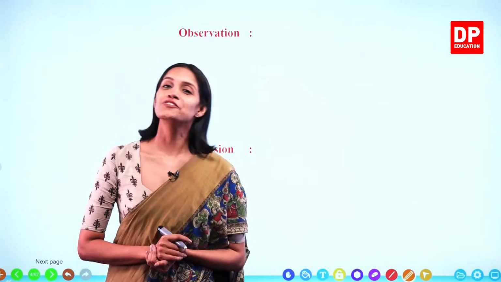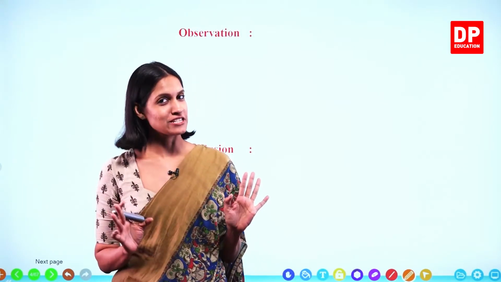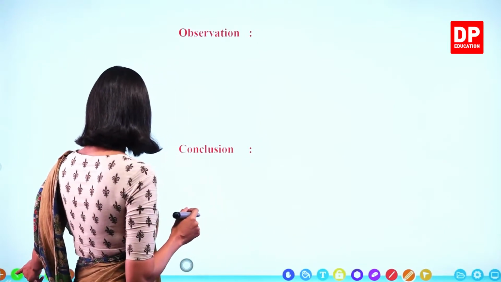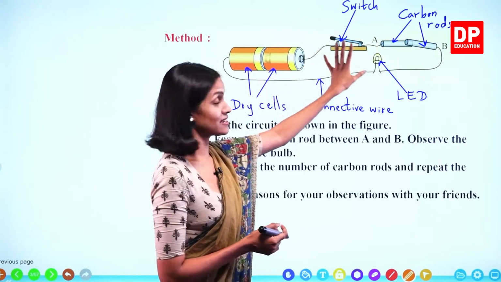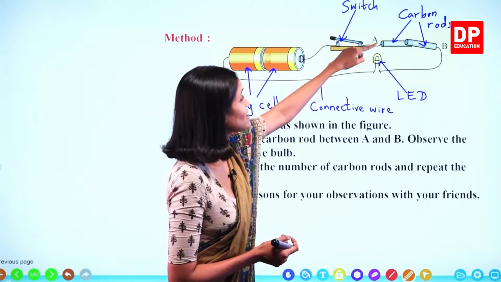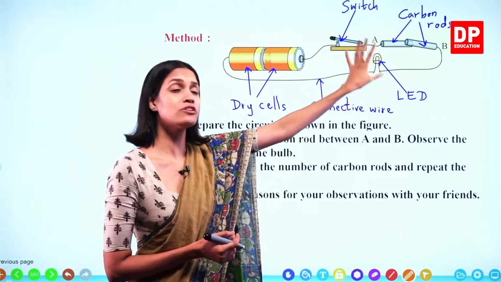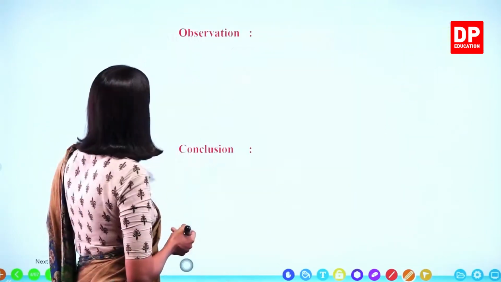Right, children. So you observed what happened when we were doing the activity. We'll go to the method again. So what we did was we made the circuit like this, and when we increase the number of carbon rods, what happened to the brightness of the bulb, children?